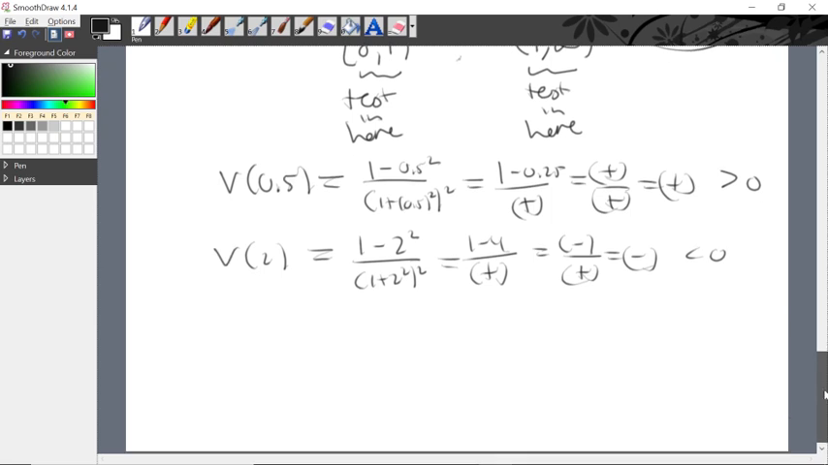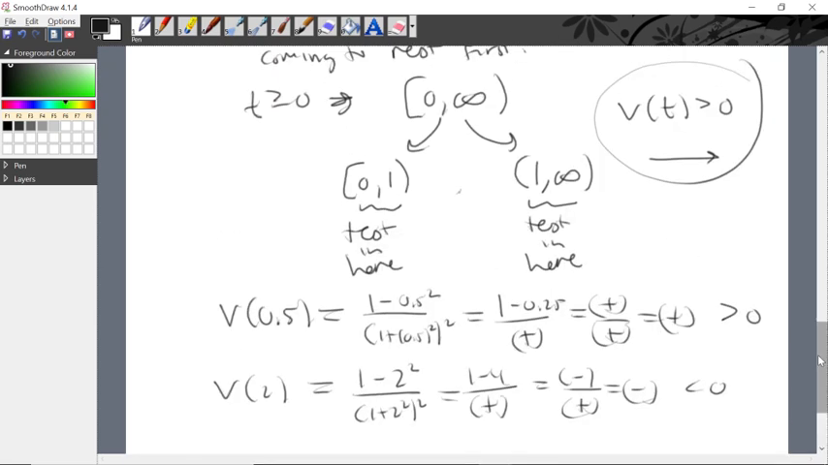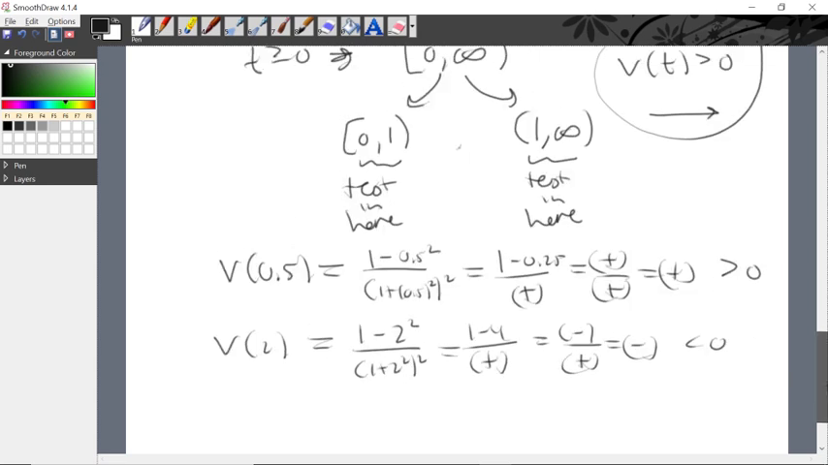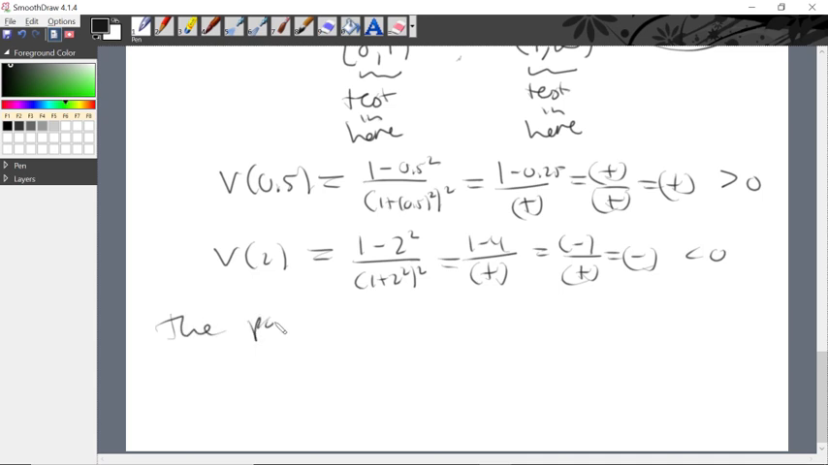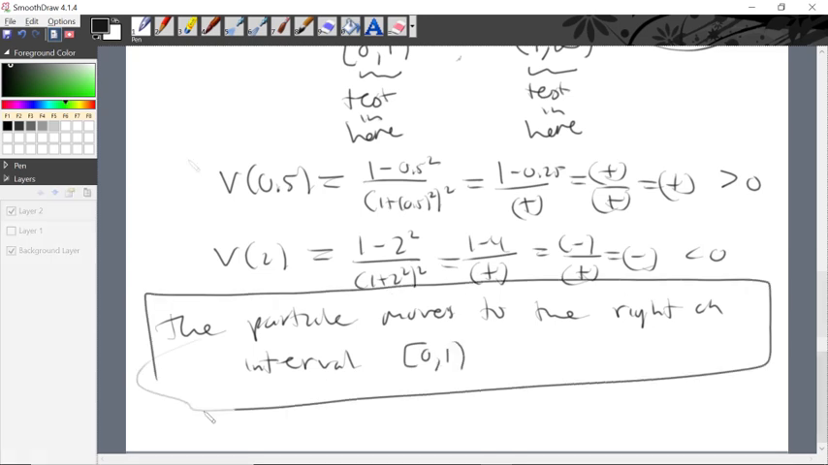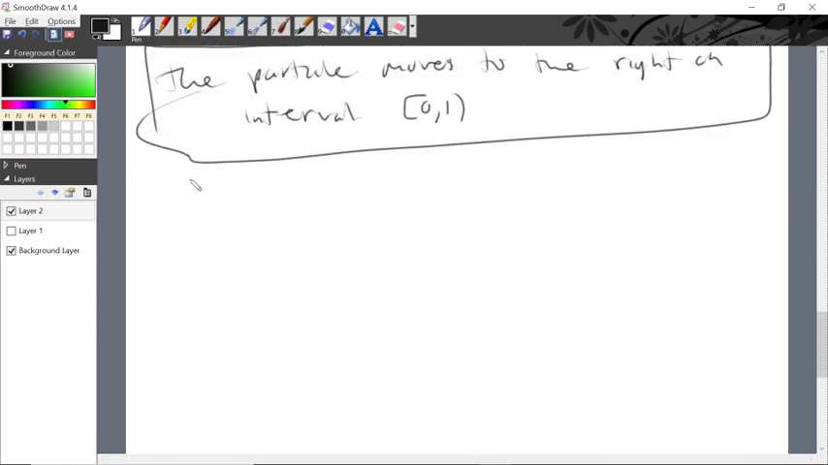So the path that this particle takes, it seems, starts out for the first 1 second, over the interval from 0 to 1, moving to the right, and then after 1 second onward, for the rest of all time, it is moving to the left. So the particle moves to the right on the interval closed at 0, open at 1. Okay, so that was part D.